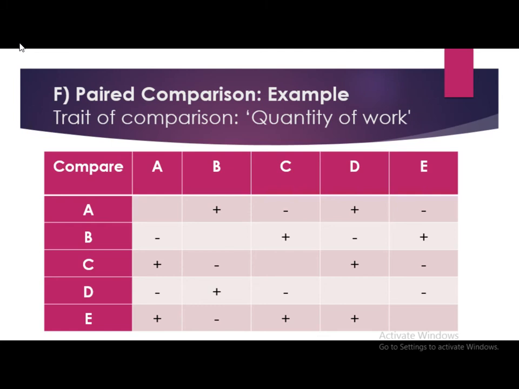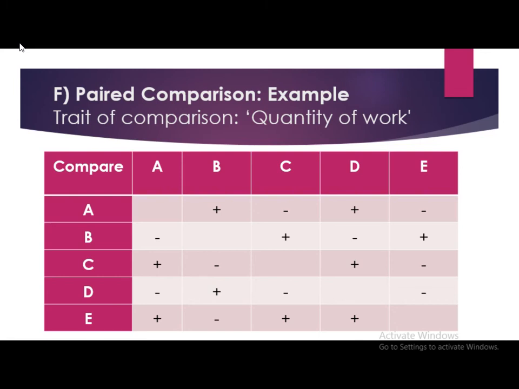Now employee A is compared with B, and a positive sign indicates A is superior to B. And here the trait of comparison is quantity of work. So A is producing more output than B. Now A is compared with C. We are seeing the first row only. So A is compared with C. Now the symbol is minus, that means A is producing less items than C.